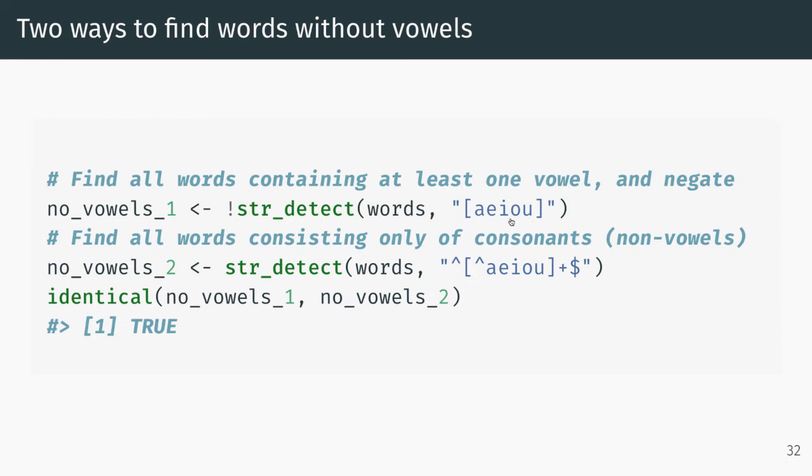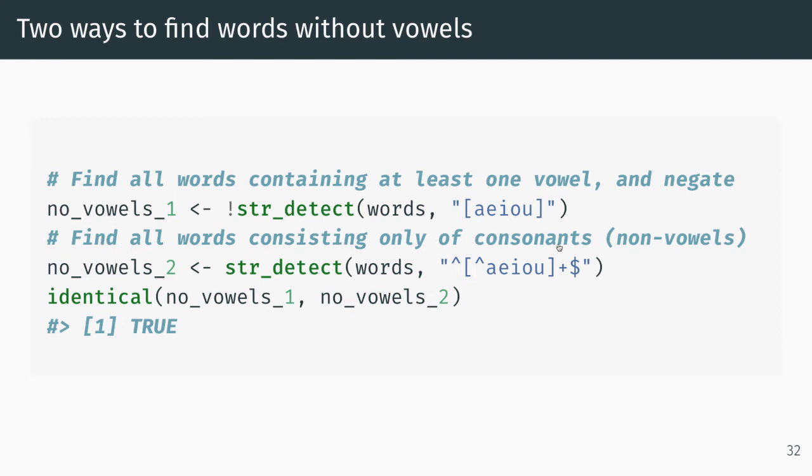MRS, which I would not consider a word, but it is in this list of 980 common words. So we can find all the ones with vowels and negate that, and that's going to give us a vector of falses and trues, where the trues match the words that have no vowels.